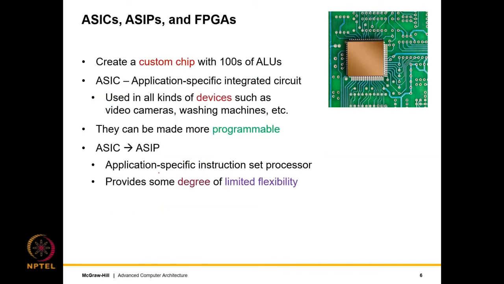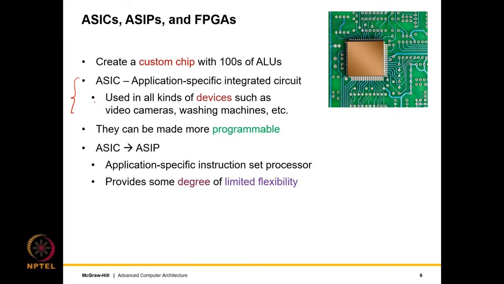So we'll now discuss ASICs, ASIPs, and FPGAs. What we want to do is create a custom chip with hundreds of ALUs. One of the options is to create an ASIC, an application-specific integrated circuit. This is done only for a specific kind of application, where the inputs, outputs, formats, everything is fixed. So instead of using software, we just create a chip for it.